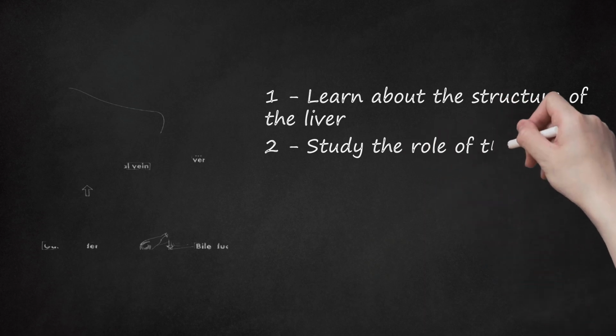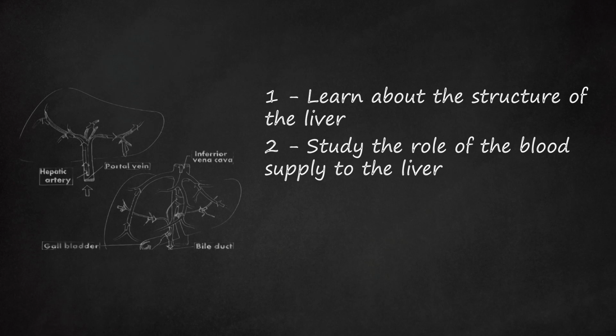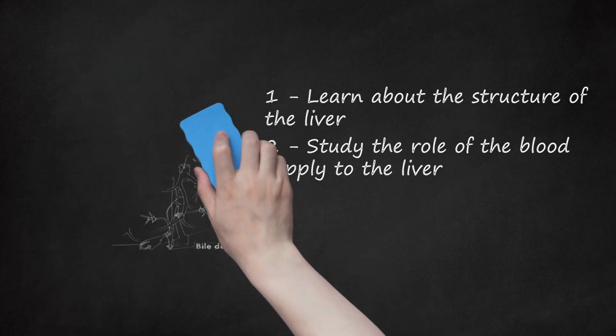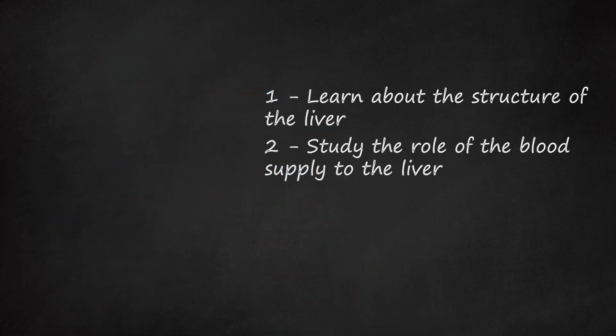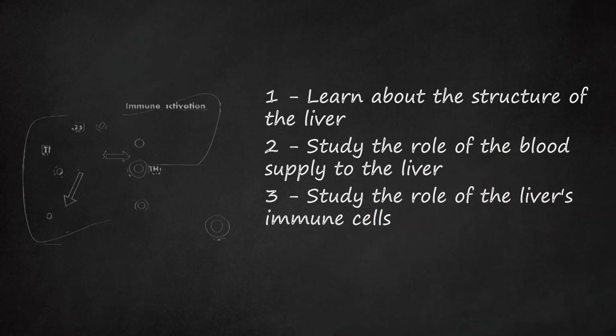2. Study the role of the blood supply to the liver. This blood supply to the liver carries blood that is rich with nutrients and small molecules such as amino acids and glucose molecules. This blood supply can also bring to the liver tissue other compounds that can be toxic to the liver cells. This can include, for example, bacteria and other pathogens that can enter the bloodstream to reach eventually the liver sinuses.